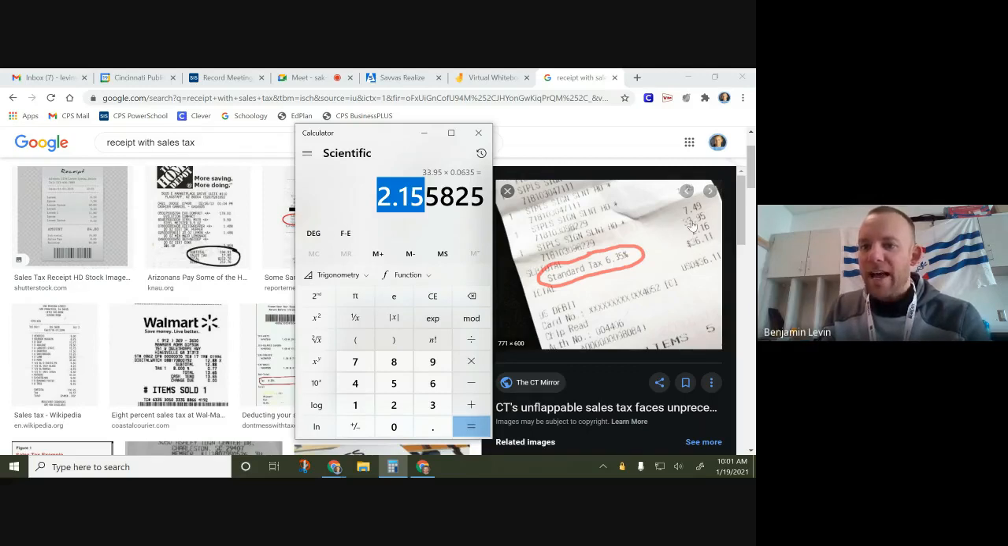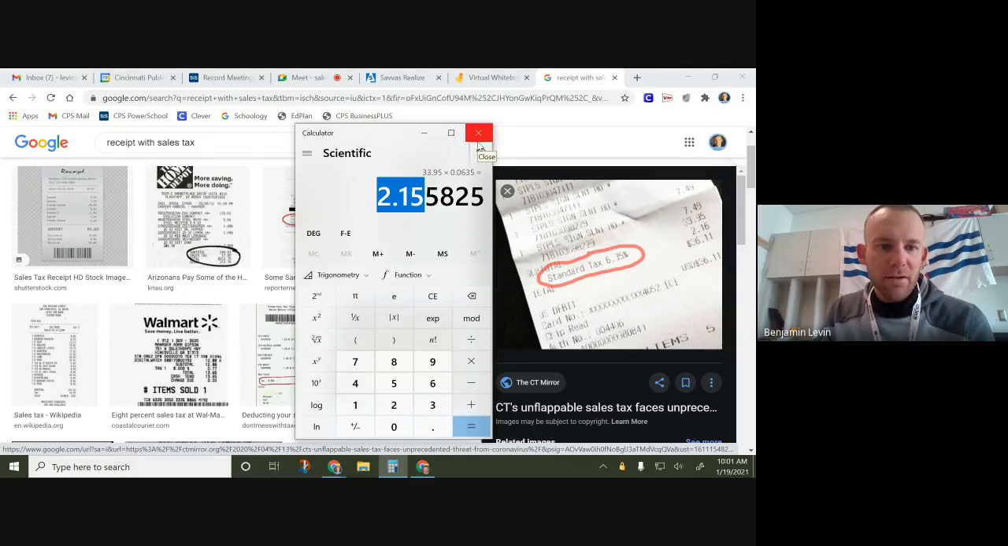And then it adds that to the subtotal, and that ends up being the total amount you must pay. You have to pay for what you bought, and you also have to pay a 6.35% sales tax.